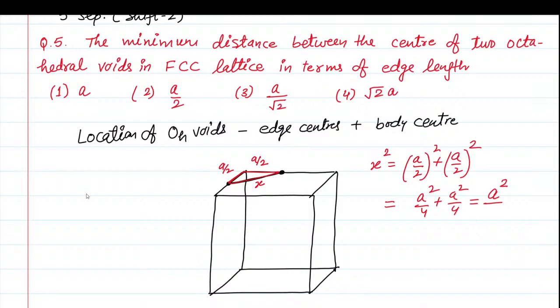So it is a square by 2. x comes out to be square root of a square by 2, guys, is a by root 2. That means that is the right option.